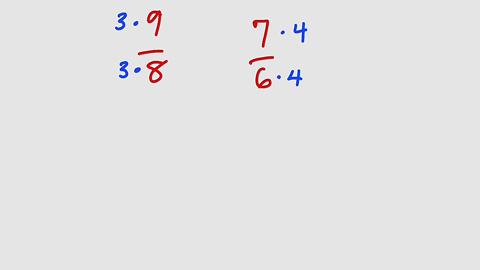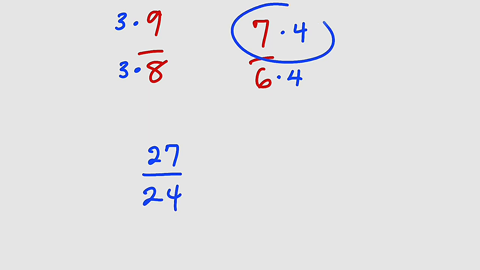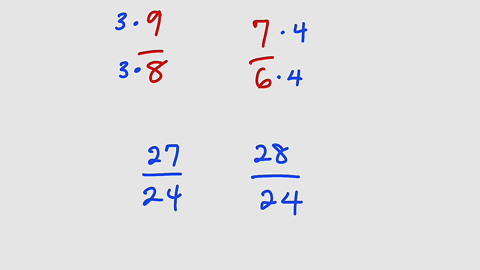So let's simplify this. 3 times 9 is 27, divide by 3 times 8 is 24. We have 7 times 4, which is 28, divide by 6 times 4, which is 24. Now they have the same denominators, but 28 is greater than 27.